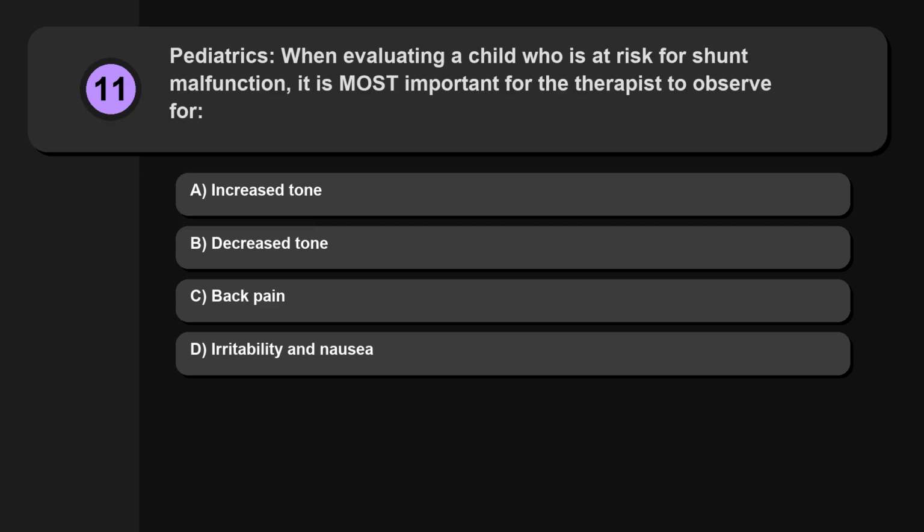Question 11. Pediatrics. When evaluating a child who is at risk for shunt malfunction, it is most important for the therapist to observe for: Option A, increased tone. Option B, decreased tone. Option C, back pain. Option D, irritability and nausea. The correct answer is option D.